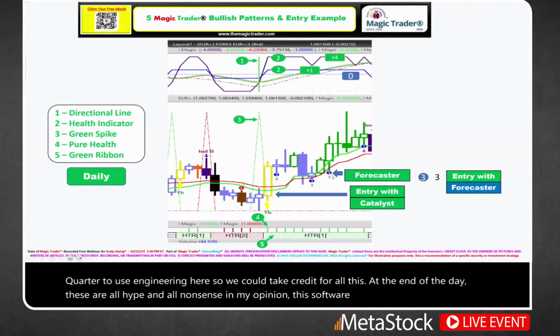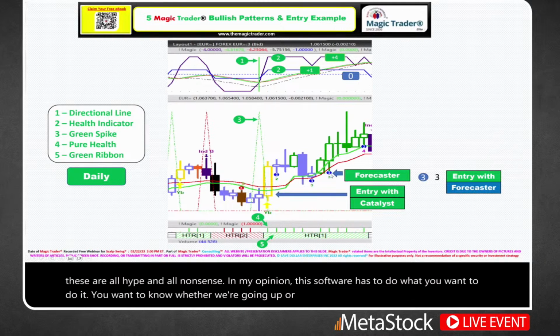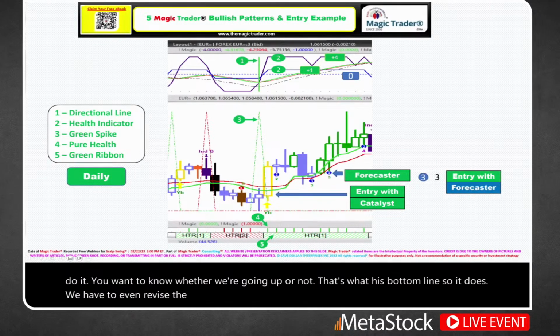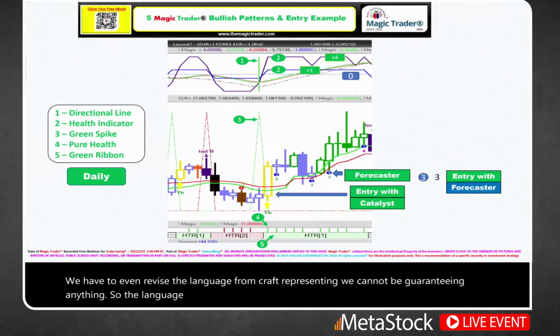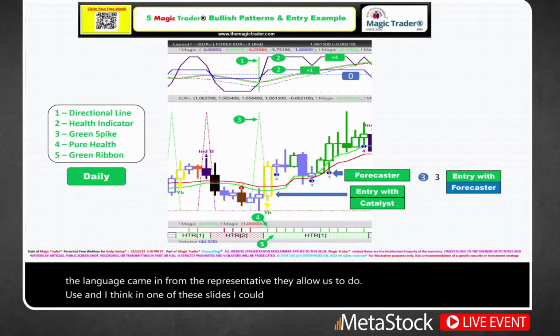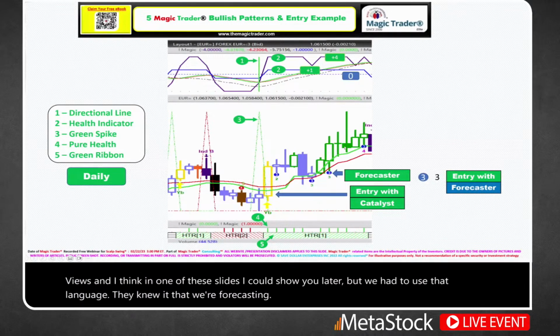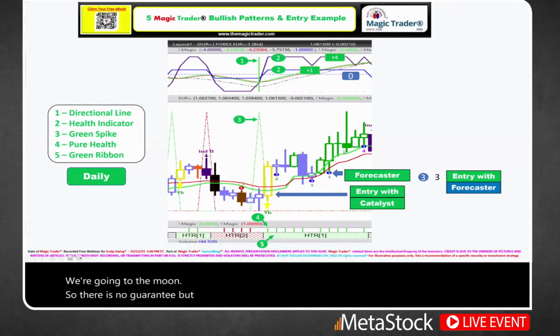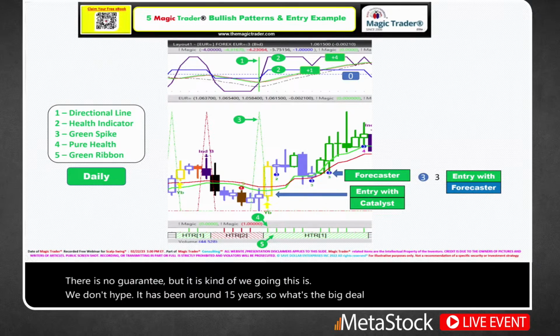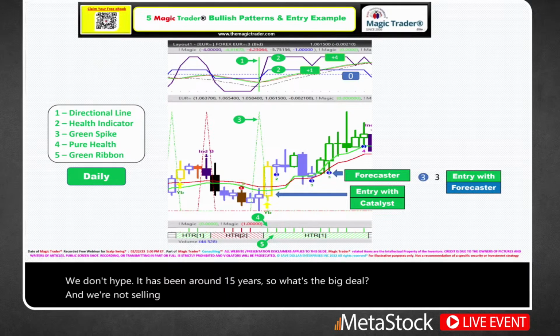This software has to do what you want it to do. You want to know whether we're going up or not. That's the bottom line. So it does. And we even had to revise the language from the CFTC representative. We cannot be guaranteeing anything. So the language came in from the representative, they allow us to use it, and I think in one of these slides I could show you later, we had to use that language. They knew that we're forecasting. We're going to the moon. So there is no guarantee, but we don't hype. It has been around 15 years, so what's the big deal? And we're not selling this software. Yes, it does its job, proven, right? And there are nuances.